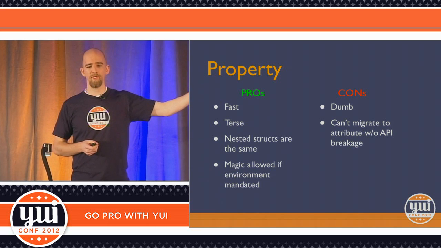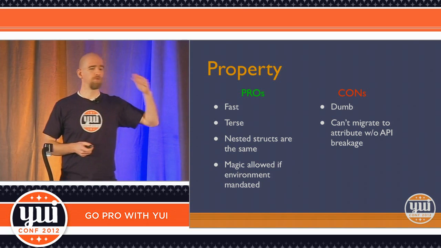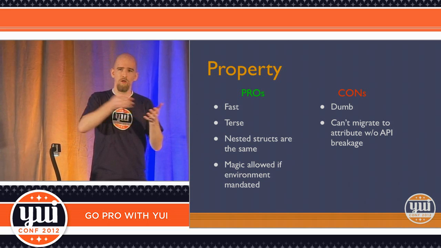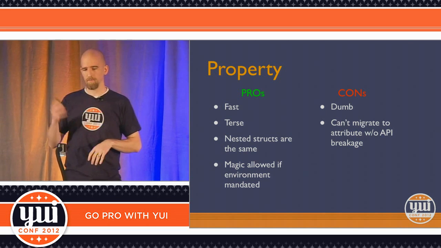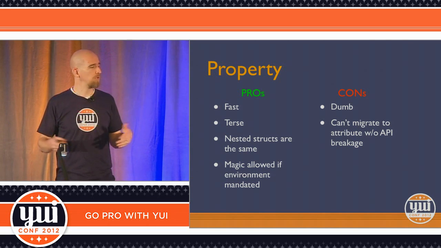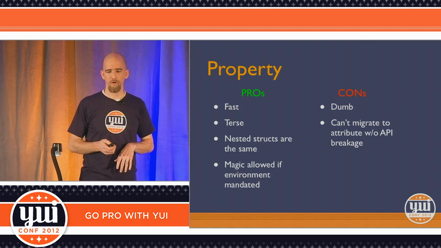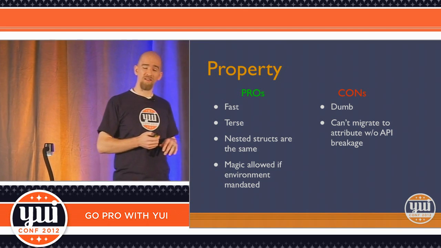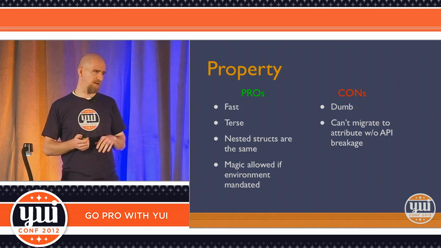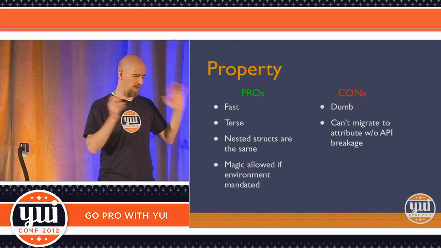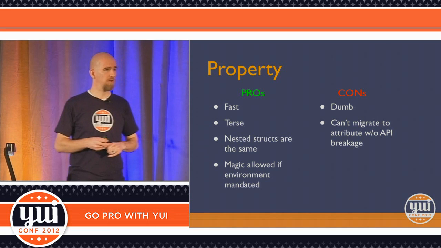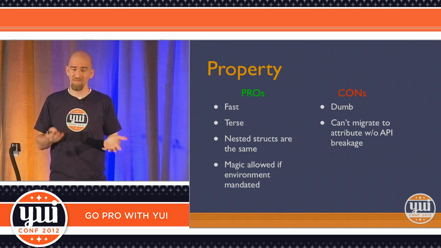The obvious pro of a property is that it's fast. It's raw JavaScript, it's terse, right? You're not calling a function, you're just saying a thing. Thing equals whatever. Nested structure is the same, you don't have that sub-attribute problem. And if you are in a mandated, top-down environment that says, I am only going to write this code for ES5 environments, then there is magic available.